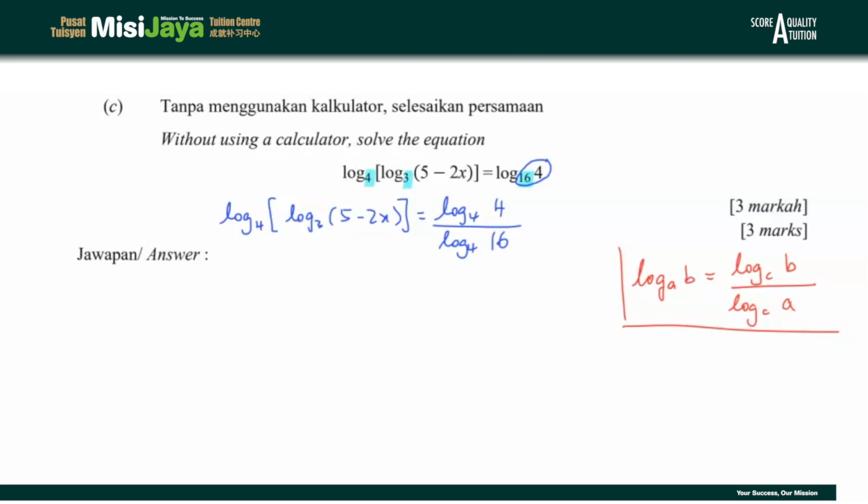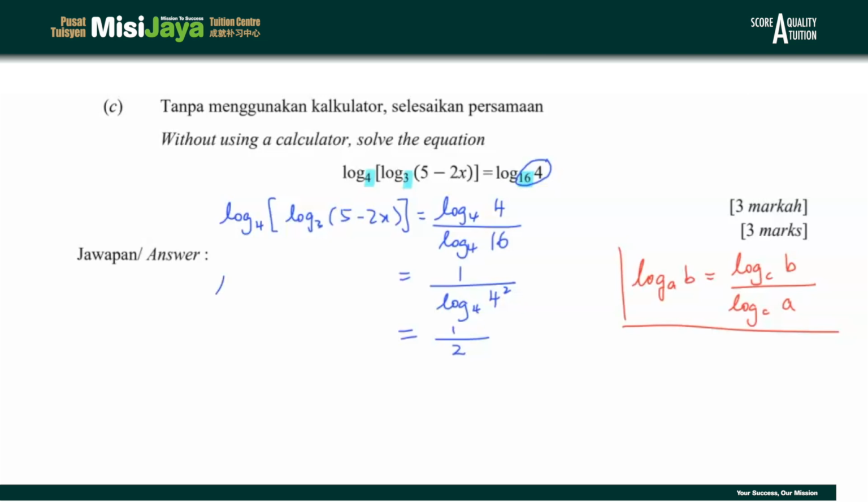So next, I'm going to simplify this. Log 4 is 1. Then over, this is log 4, 16. 16 is 4 squared, right? So 4 squared, when you bring down the power, it becomes 1 over 2 log 4. Log 4 is 1, so it's 1 over 2. So we got this.